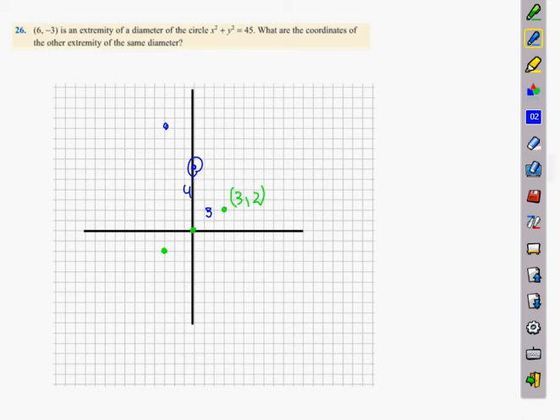Now, another thing about 3, 2. If I say axial symmetry in the x-axis, what happens? It drops down to 3, -2. Axial symmetry in the y-axis? -3, 2. So look, you remember that from junior cycle, obviously, right? So there's a couple of tricks there. Now that's dealt with, okay.